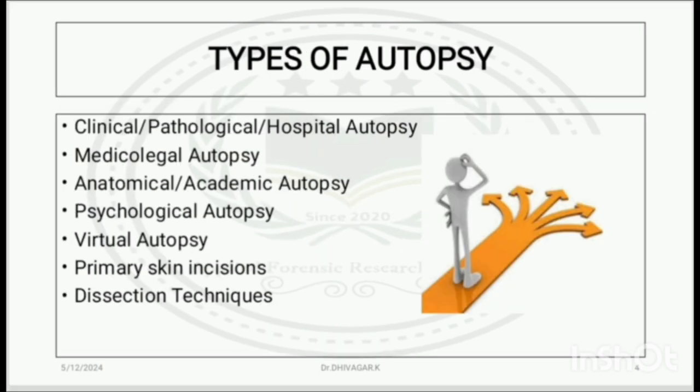Now let us see about the types of autopsy. There are many types of autopsy, namely clinical autopsy, pathological autopsy or hospital autopsy, medico-legal autopsy, anatomical autopsy or academic autopsy, psychological autopsy and virtual autopsy. Now let us see in detail about each autopsy.